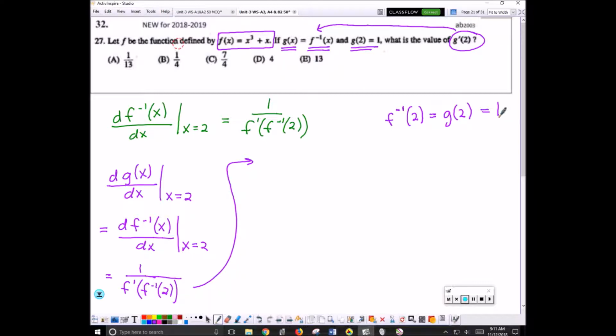So again, just kind of stringing the puzzle pieces together. g and f inverse are the same thing. So finding g of 2 is the same as finding f inverse of 2. And they told me that g of 2 is 1. Good question. 2 points for me. Anyone else? Awesome. Okay, so putting all these pieces together, I now have this is equal to 1 over f prime of 1.